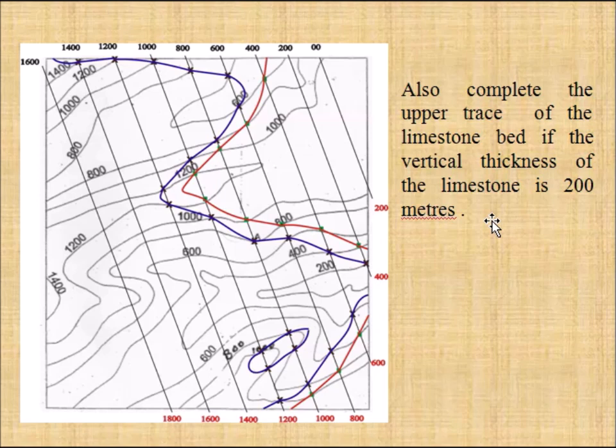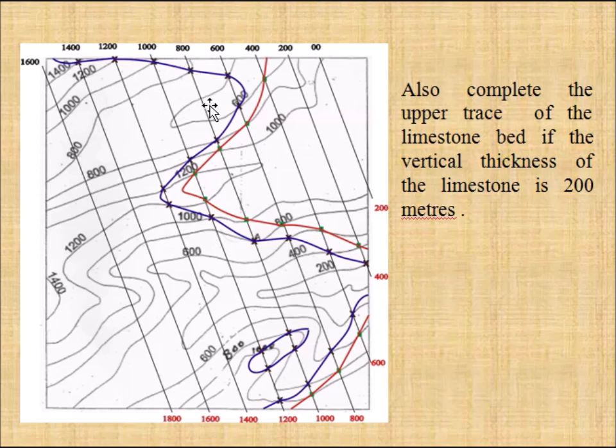So this is important. We know the vertical thickness. Mind it, it is not the true thickness of the bed, it is the vertical thickness. So in the present case, we already had the point of intersection of the strike line of 800 with the contour lines of 800. Now, since the vertical thickness is 200 and we have to draw the upper trace, what we'll do is add 200 to the numeric value of strike lines.